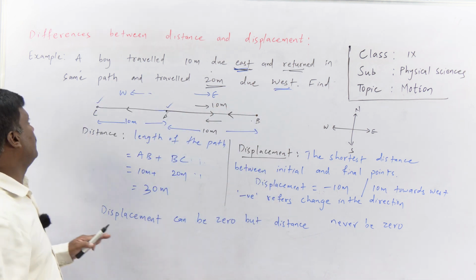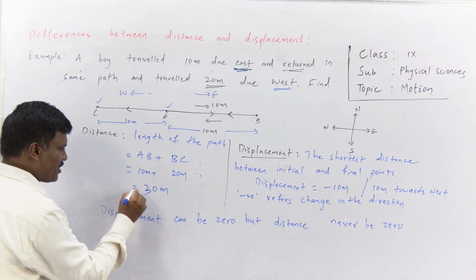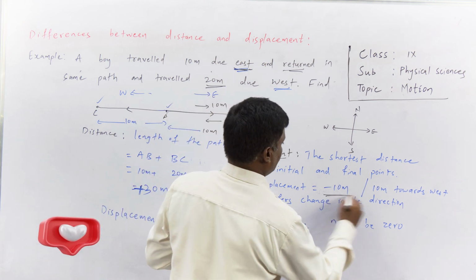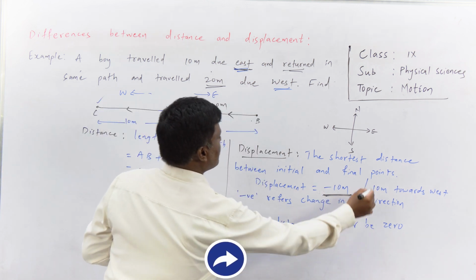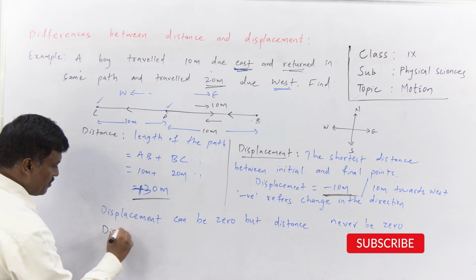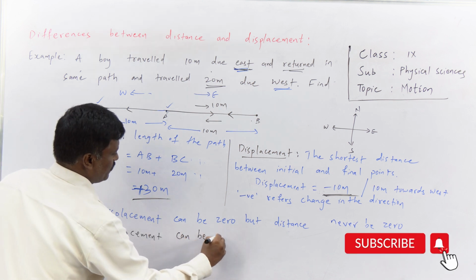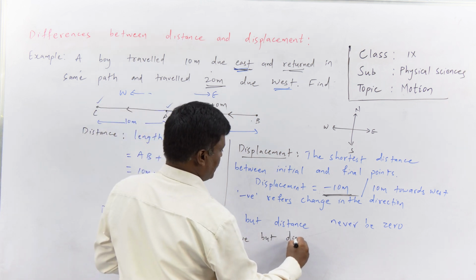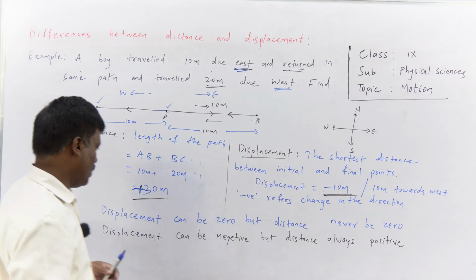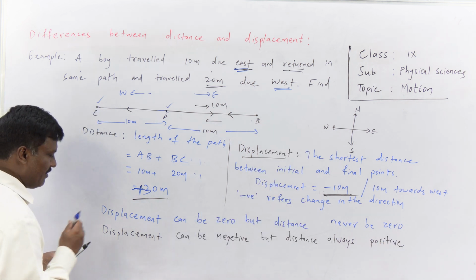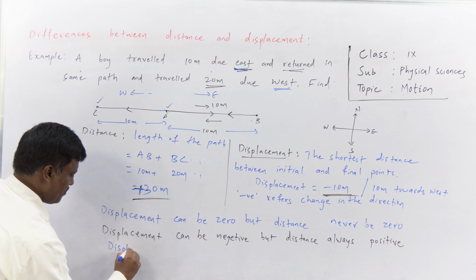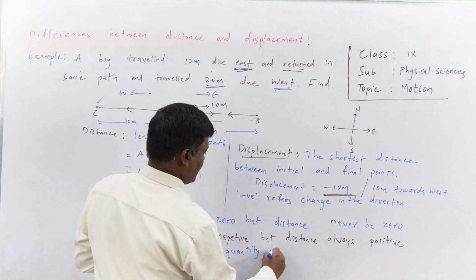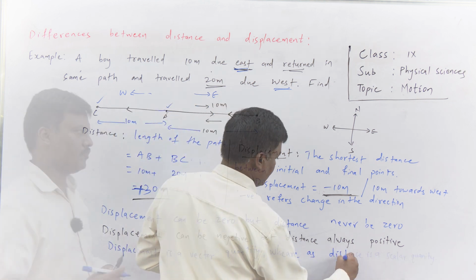So from this example what can we understand? Distance is positive, but displacement is negative. From this we can write that displacement can be negative, but distance is always positive. And one more important difference I will write. Displacement is a vector quantity because it has direction, whereas distance is a scalar quantity.